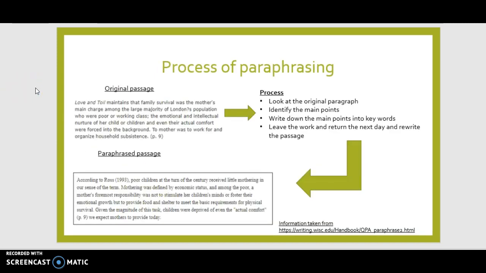So what is the process of paraphrasing? You'll see here is just an original passage that I pulled off the internet. How to do it? You look at the original paragraph, identify the main points of it, write down all the main points in your keywords like I said, leave the work, come back and rewrite it.